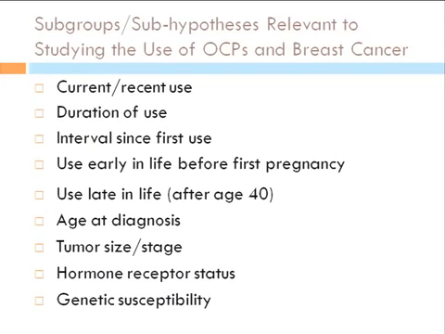Early use in early life before the first pregnancy. Is that what is responsible for the increased risk of breast cancer? Use late in life, maybe, after age 40. The age at diagnosis. The tumor size or stage, is that related to OCP use? Hormone receptor status, genetic susceptibility, all sorts of things.